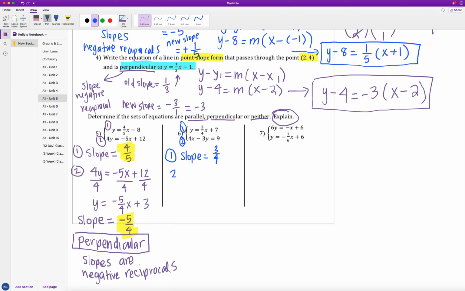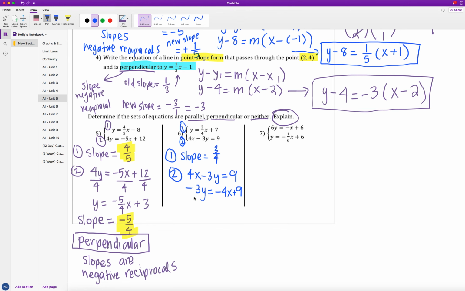For the second line, I'm going to have to do a little bit more work. Right now it's in standard form. So 4x minus 3y equals 9 would be an equation of a line in standard form. I'm going to solve for y to get this line in slope-intercept form so I can easily find my slope. To do that, I'm going to have to subtract 4x. So I get negative 3y equals negative 4x plus 9.